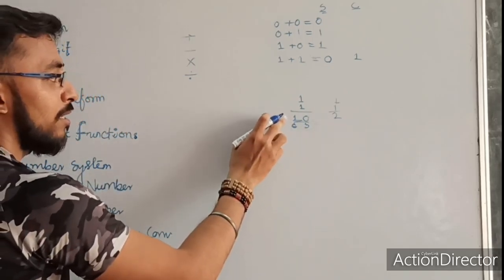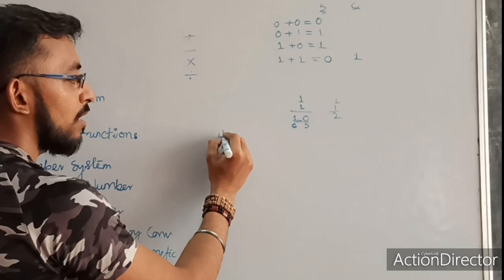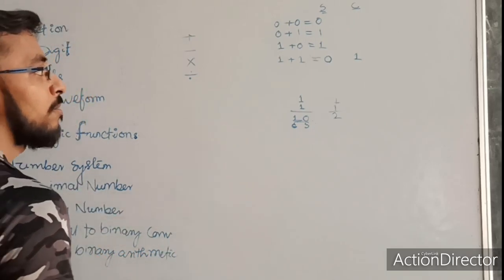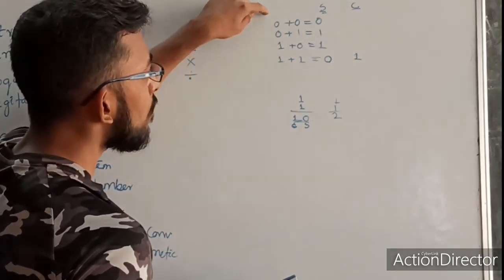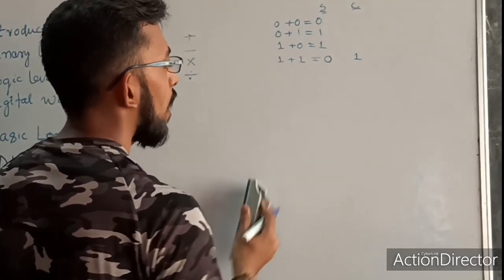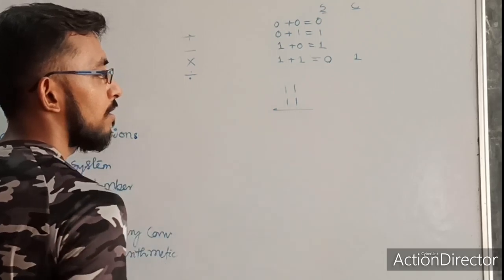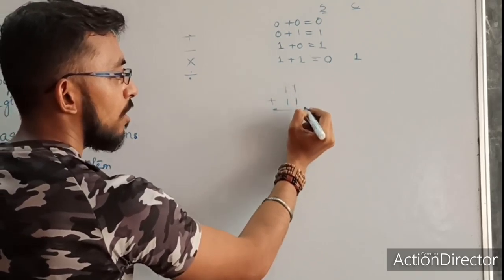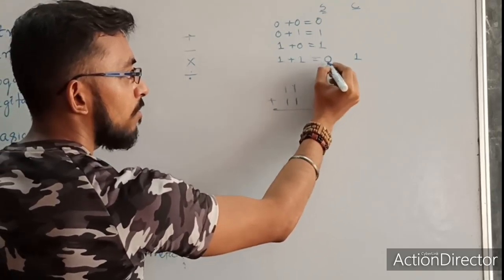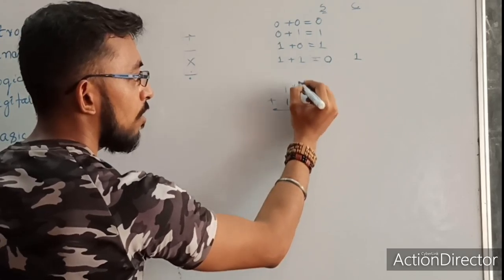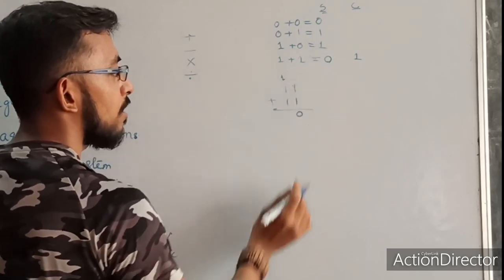Okay, don't read it as 10. 1 1 means don't read it as 11. Similarly, this is the addition of only a single digit. Now, if I ask what is the addition of 11 plus 11: 1 plus 1 is 1 0, so 0 will be the sum and 1 will be the carry that is taken over here.